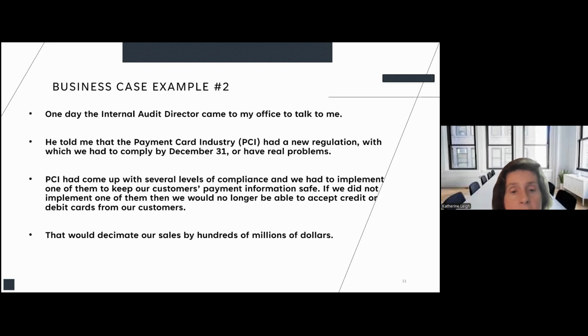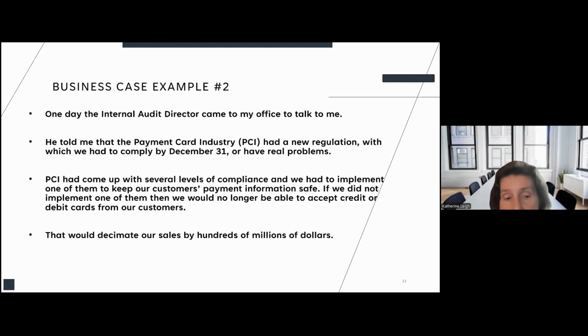And if we did not implement one of them, then we would no longer be able to accept credit or debit cards from our customers. And that would have decimated our sales by hundreds of millions of dollars, because we were definitely a company that sold in the billions every year. So anyway, we had to do something.